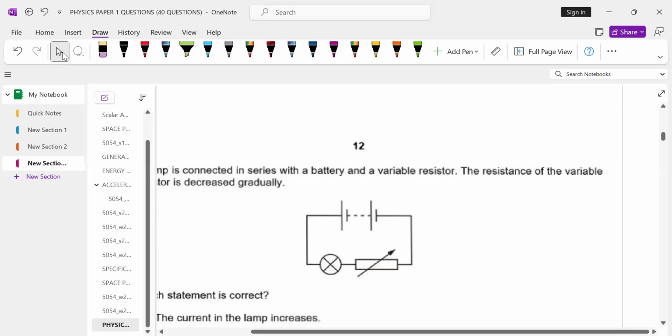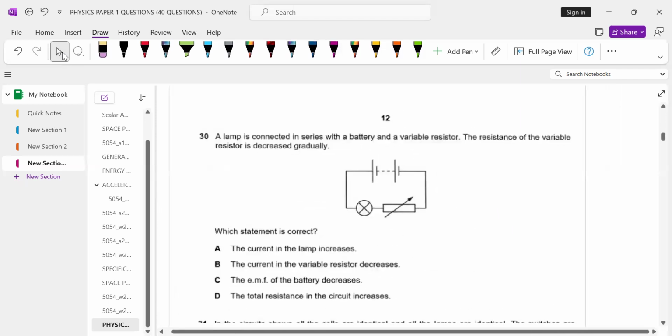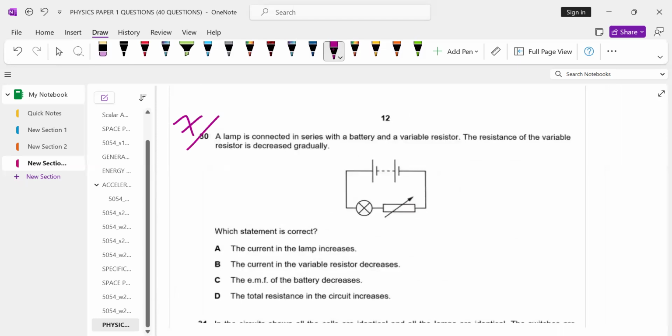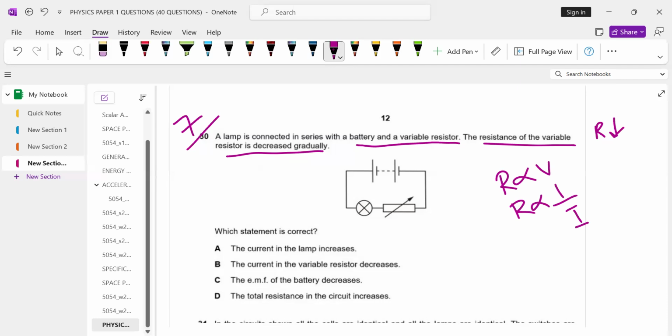Then question number 7. A lamp is connected in series with a battery and a variable resistor, and the resistance of the variable resistor is decreased. So resistance R is decreased. Now, which statement is correct? First thing you need to remember is that resistance is directly proportional to voltage and inversely proportional to current. So when resistance reduces, current increases.